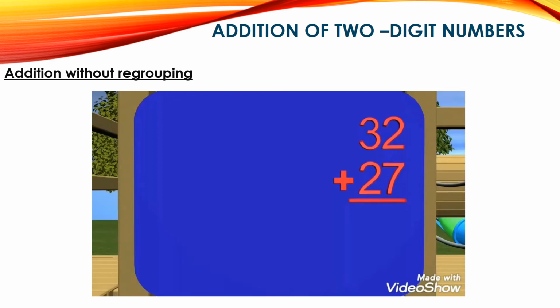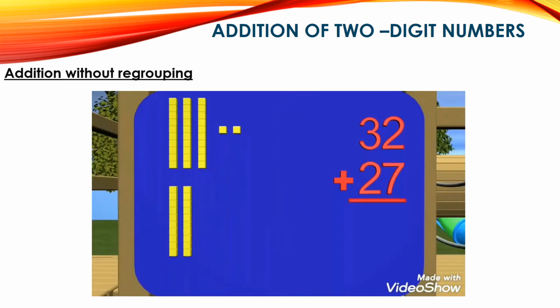3 tens and 2 ones. Here, 3 tens, that is 1, 2, 3. Now 2 ones, 1, 2. The next number is 2 tens, that is 1, 2. The next is 7 ones, 1, 2, 3, 4, 5, 6, 7 ones.